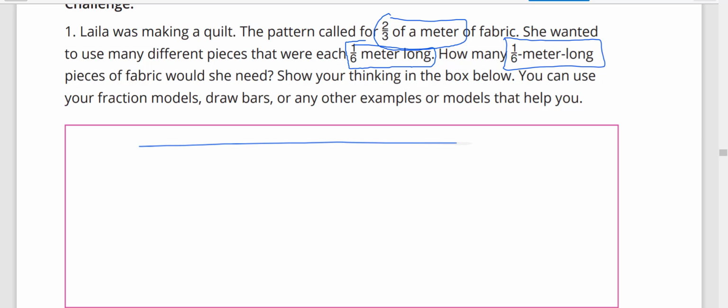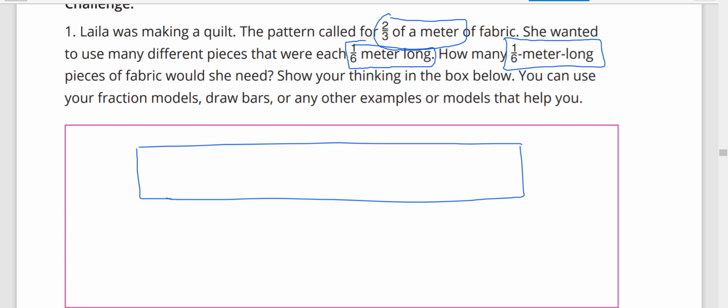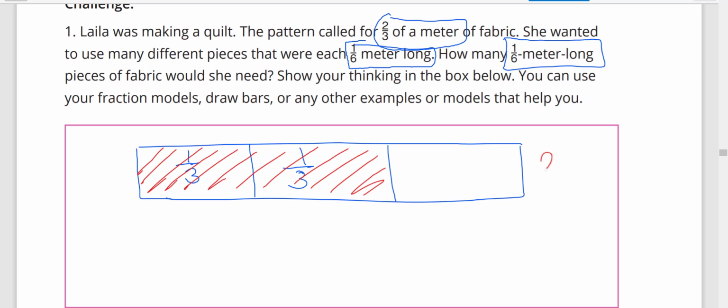Okay, Layla needs 2/3 of a meter. So we will divide 1 meter into 3 equal parts. Each part is 1/3. She wants 2/3 of a meter. But she wanted to use many different pieces which are each 1/6 meter long. So we will draw another one whole.